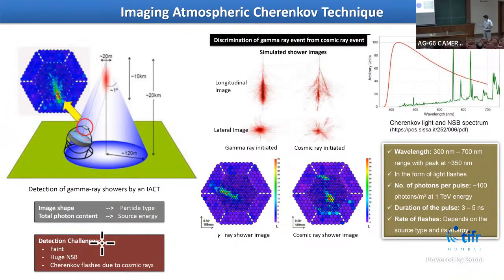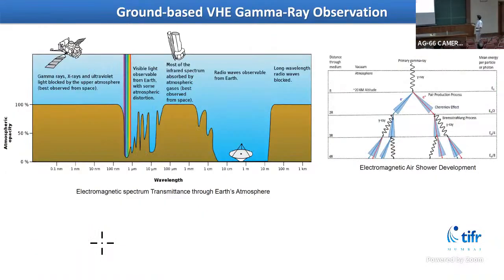As I told in the previous slide, when a gamma ray enters the atmosphere, only two types of charged particles, electrons and positrons, are produced. They further interact, so basically a fixed set of processes is involved here: pair production, Bremsstrahlung, and the Cherenkov effect. Whereas in the case of cosmic rays, different types of particles and different types of processes are involved. That's why the image produced is more irregular.